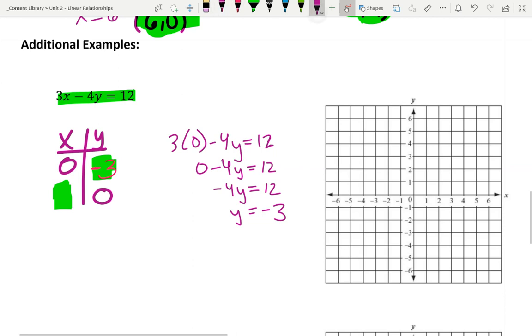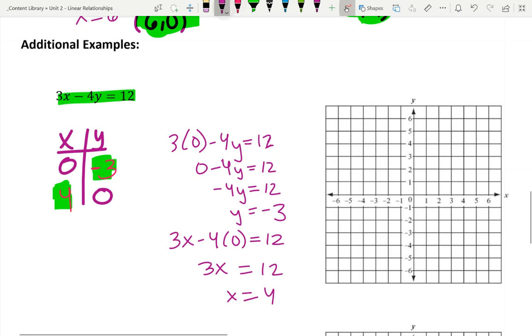I do the same thing for my other point, this time replacing y with 0. So 3x minus 4 times 0 is equal to 12. So that's 3x is equal to 12 because 4 times 0 is 0. And dividing both sides by 3, we get x is equal to 4.